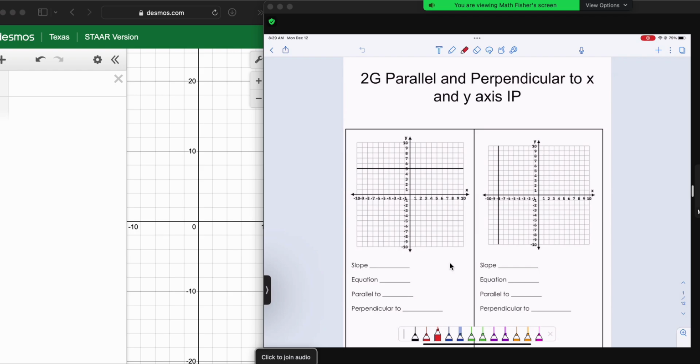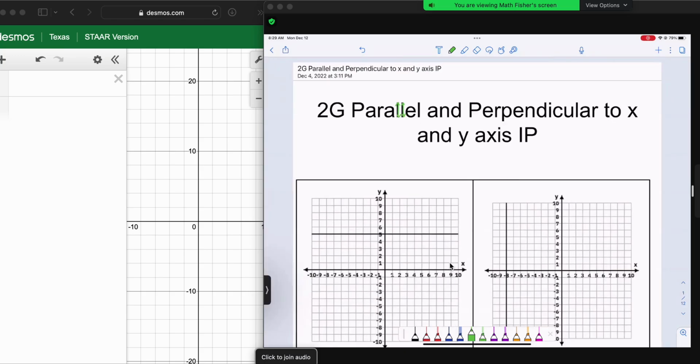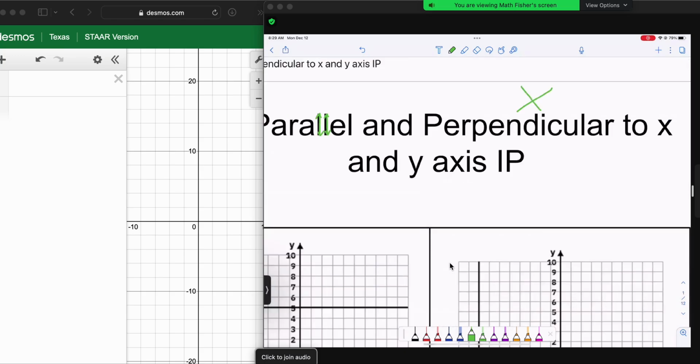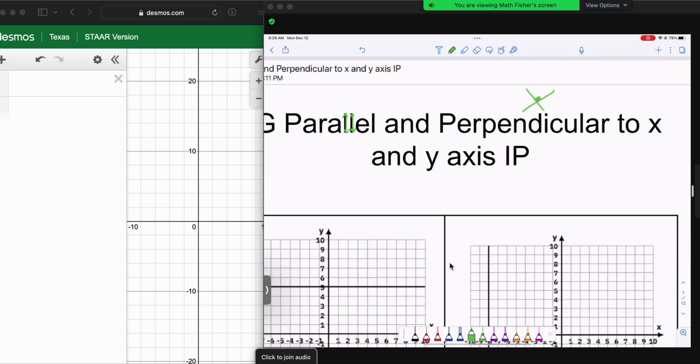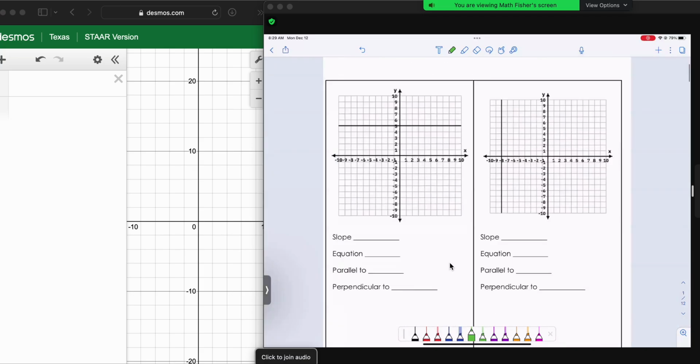We're going to be working on parallel and perpendicular lines. Remember, parallel has it in the name. They never touch. The lines never touch. Perpendicular, they do touch at a square angle, 90-degree angle. So let's look at these two examples.